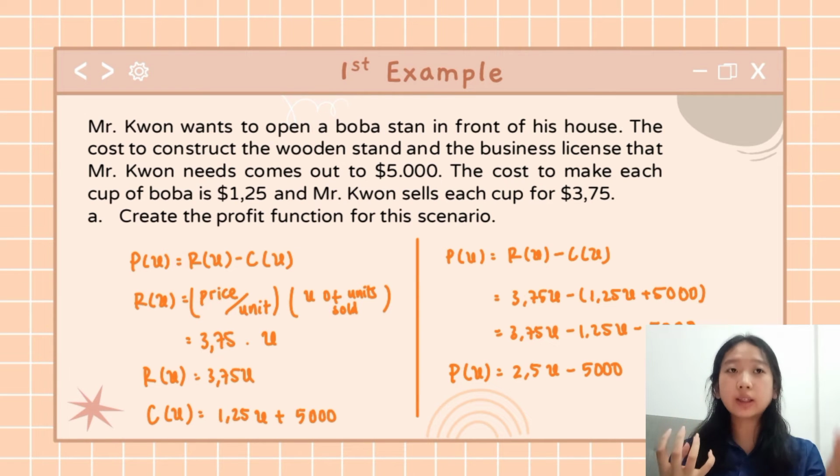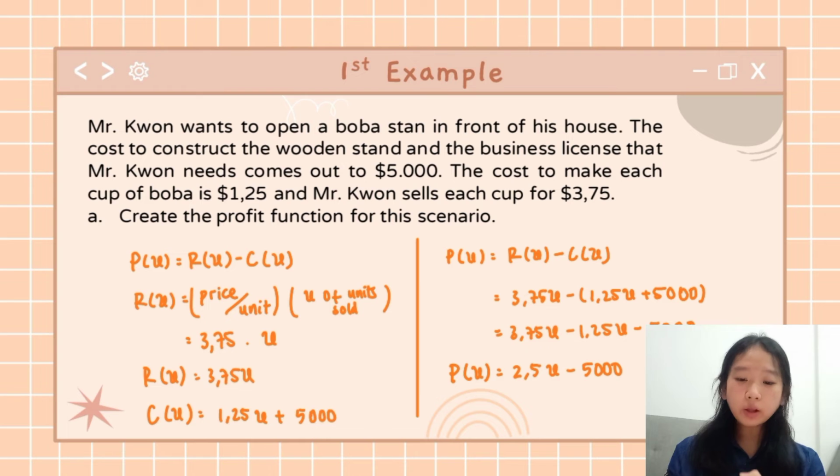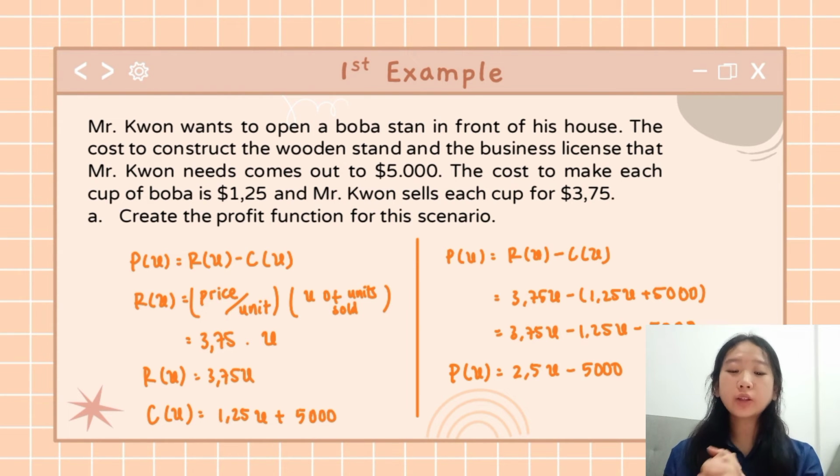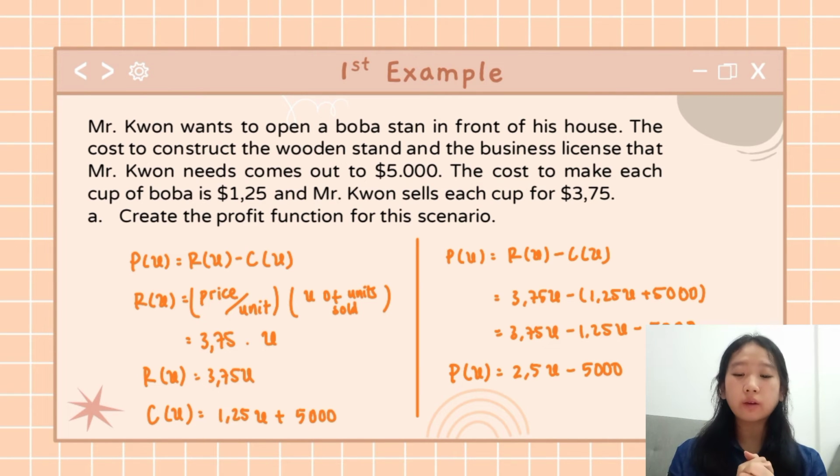Then we can enter the data from the question into the equation for R of X, which is the price per unit, 3.75 times X, where X is the number of units sold that we still don't know. So R of X equals 3.75X, and C of X equals the variable cost plus the fixed cost. The variable cost is 1.25X, the price to produce each unit times the units. And the fixed cost is 5,000.